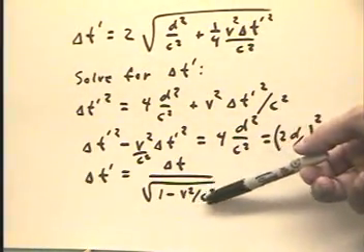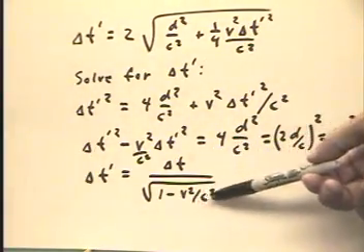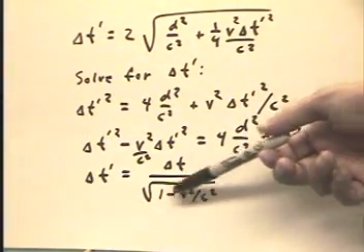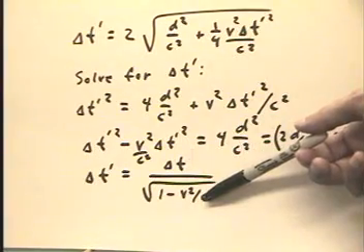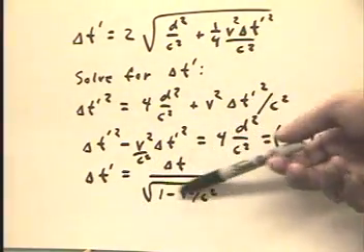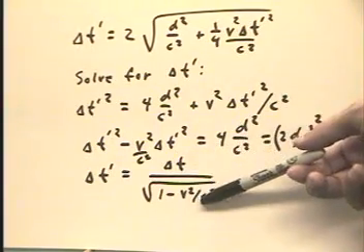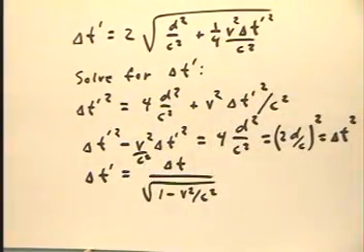If v is equal to c, well, as v approaches c, v squared over c squared approaches 1, and we're dividing by 1 minus something that approaches 1, which means that this denominator is going to approach 0. So we divide delta t by something that approaches 0, and delta t prime is going to do what? It's going to approach infinity. It's going to grow beyond all bounds. Now we'll talk about what that means in a minute.